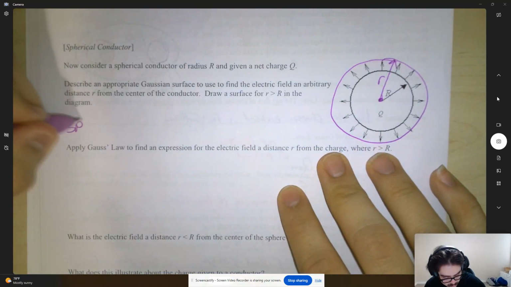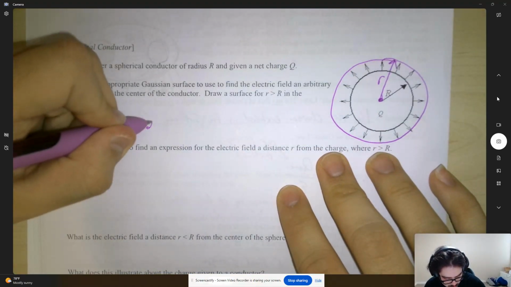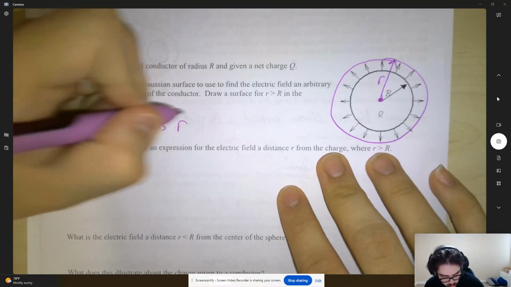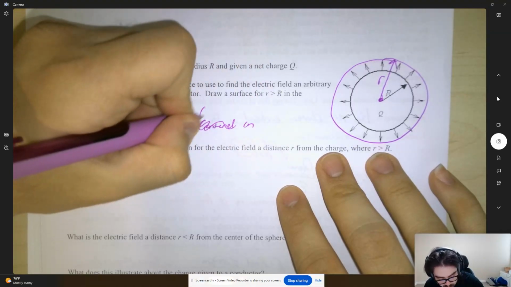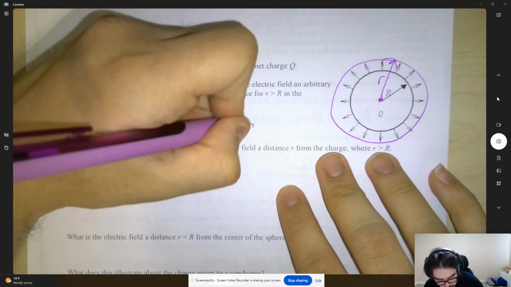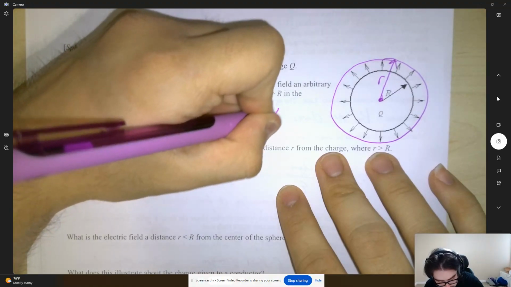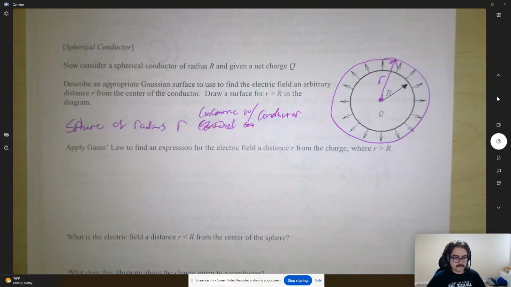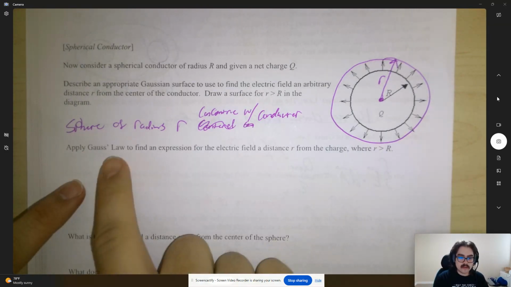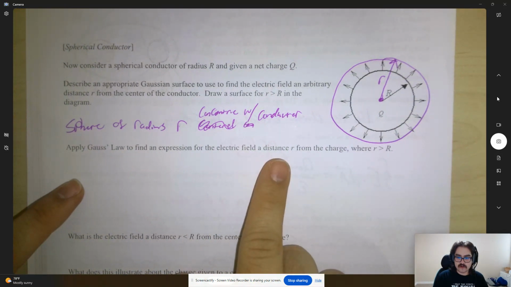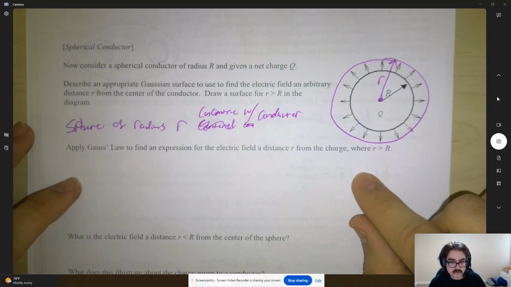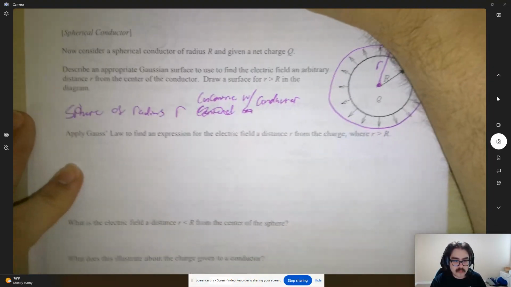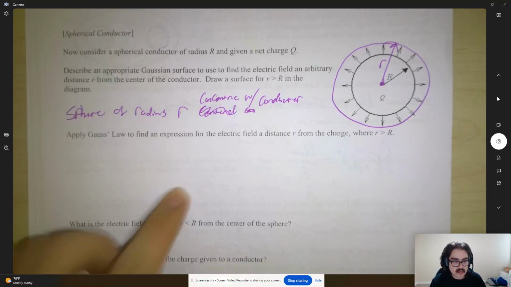Okay. So I'm going to say a sphere of radius r concentric with the conductor. Okay, use Gauss's law to find an expression for the electric field at distance r from the charge, where little r is greater than big R. This is where you're actually going to have to solve it out. This is actually going to end up being the exact same thing. I don't even need to show this.